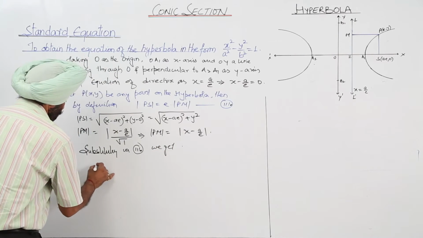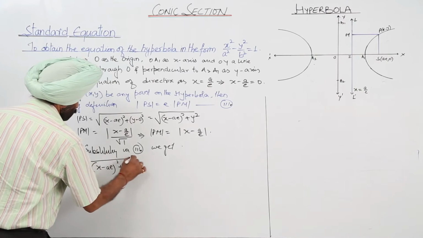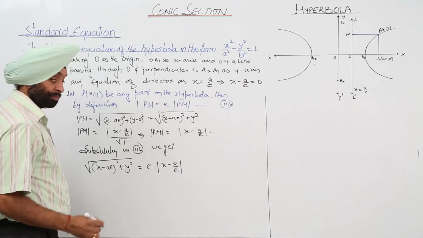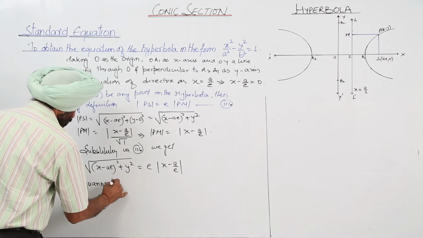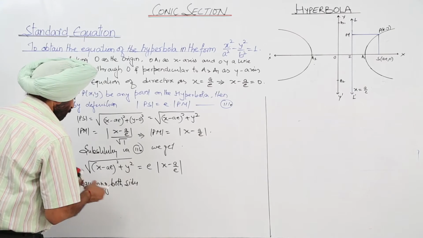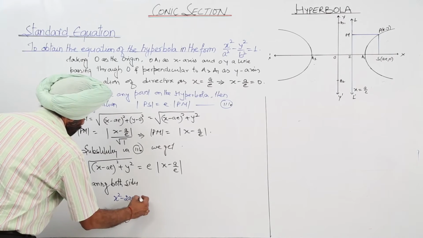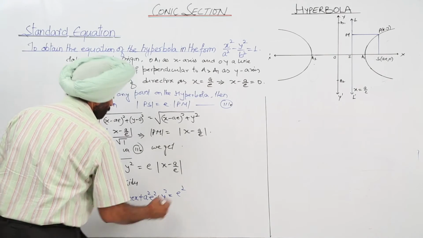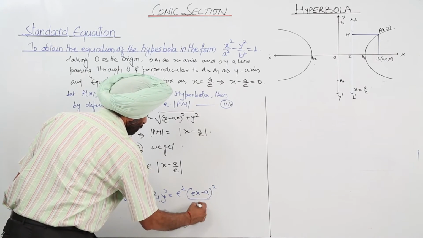We get the square root of (x minus AE) whole square plus y square is equal to E times (x minus A upon E). Now squaring both sides: x square minus twice AEX plus A square E square plus y square is equal to E square times (EX minus A) whole square upon E square.